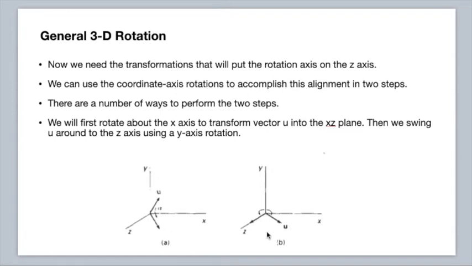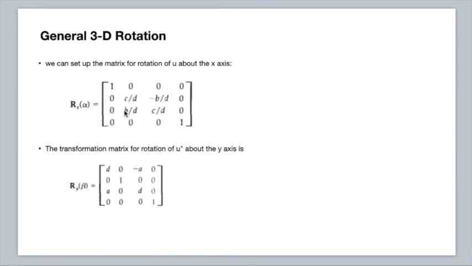Okay, so first you have to perform a rotation about the x axis, and then you have to perform a rotation about the y axis to move this rotation axis p1 dash p2 to coincide with the z axis. Okay, in two steps you can get that. So the rotation axis can be represented like this. So the first is we can set up the matrix of rotation of u about x axis like this, then about the y axis like this.